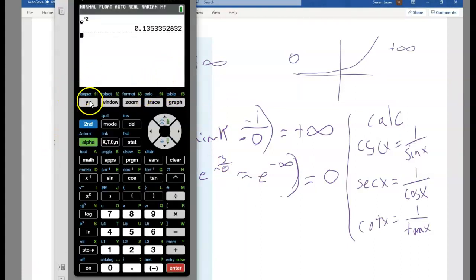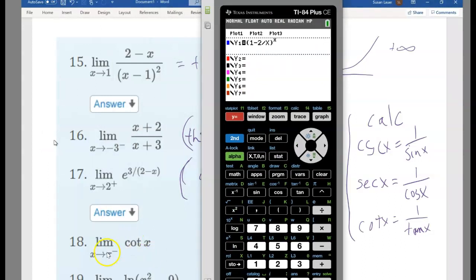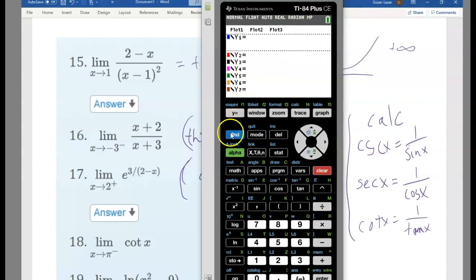We're going to put in y equals 1 over the tangent. We have sine, cosine, and tangent. Tangent inverse is not the same as the reciprocal of tangent, so you can't use those keys for this problem. So we'll do 1 divided by the tangent of x. That's how we'd evaluate a cotangent.